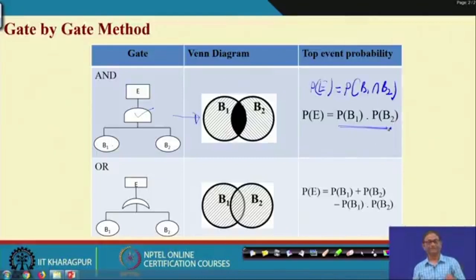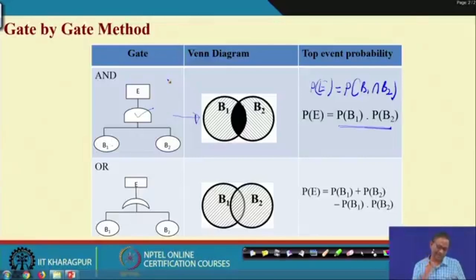So suppose this is the simplest fault tree. You have one top event and two basic bottom events, and your calculation is like this. Now what will happen if you have B1, B2, B3? If they are independent, ultimately P(B1) into P(B2) into P(B3) like this. This is gate by gate quantification.